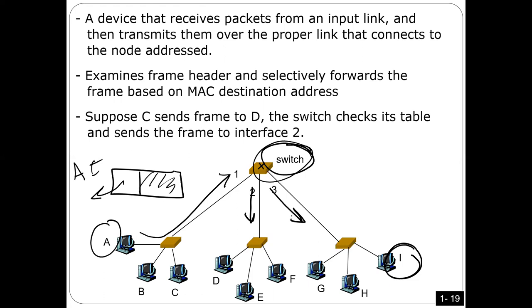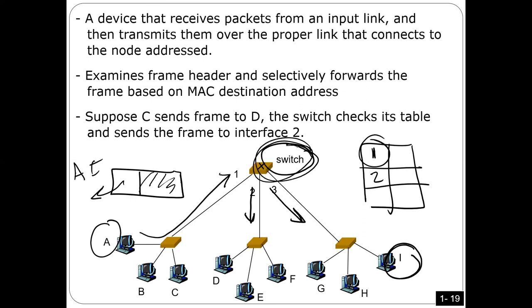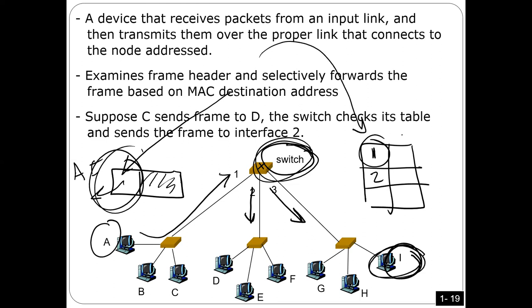Very simple. The switch has a table. In this table, it is written that in link number one, we have computers A, B, C. In link number two, I have computers C, D, E, and so on. Is that okay? So what happens, the switch has to look at the destination here. The destination is actually computer I. And then I go to the table here, and I see I, so it has to go through number three. So I'm going to send it this way.